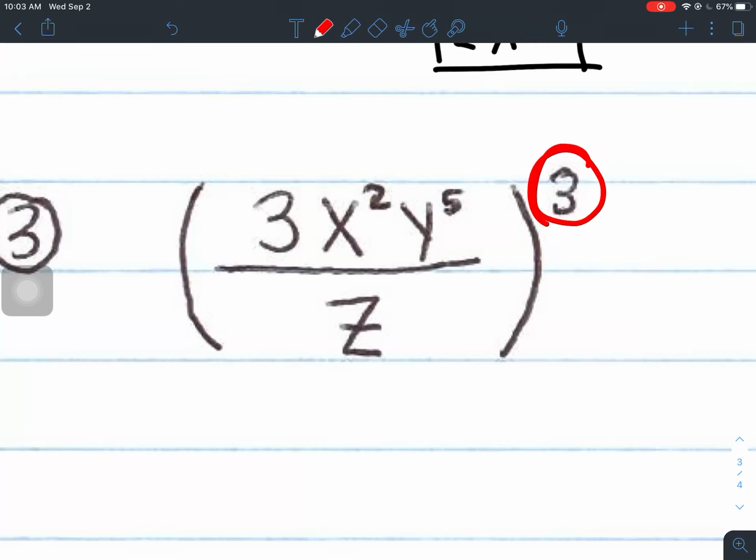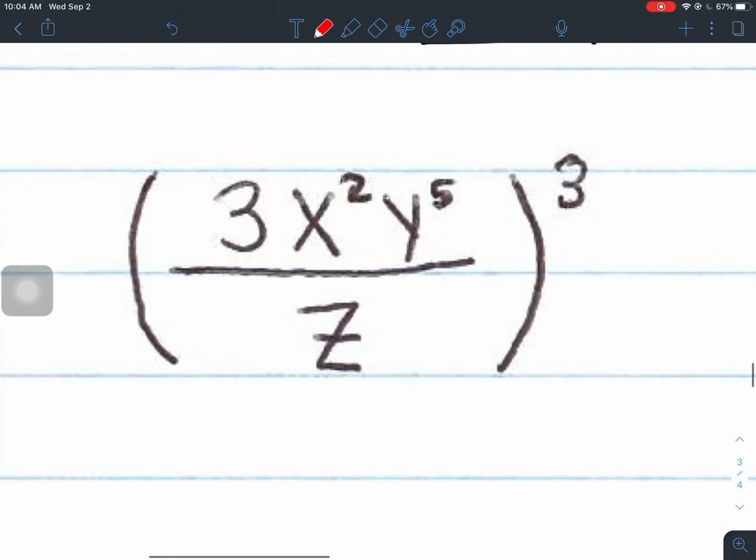How do I get rid of the parentheses? I know I have to distribute this 3, but you want to make sure you distribute it to every base that you have. So I want you to look inside the parentheses. How many bases do you have here? You have 4 bases. 3, x, y, and z. Those are 4 bases. So you're going to have to distribute the 3 to 4 different bases.